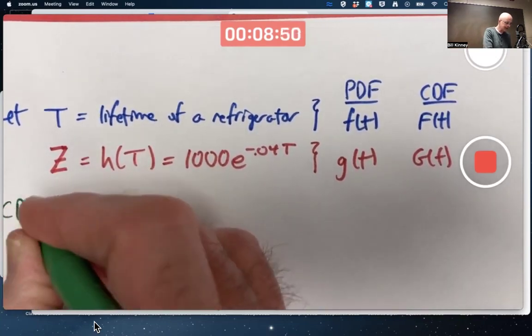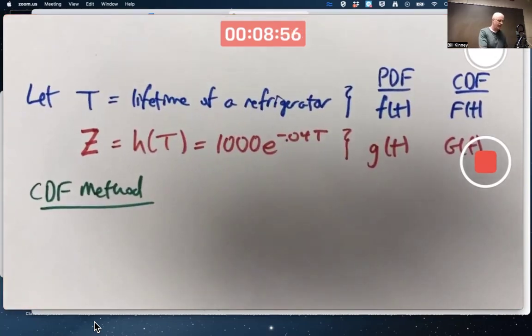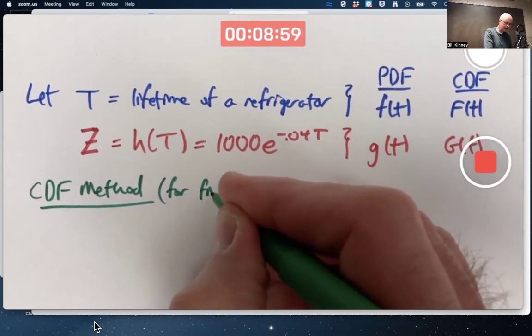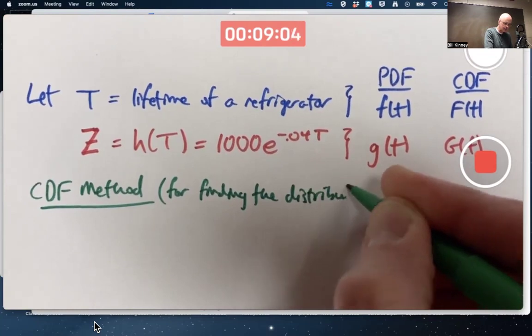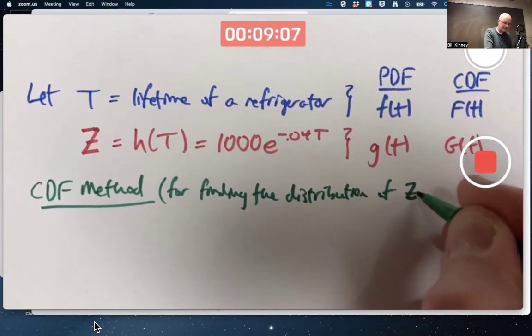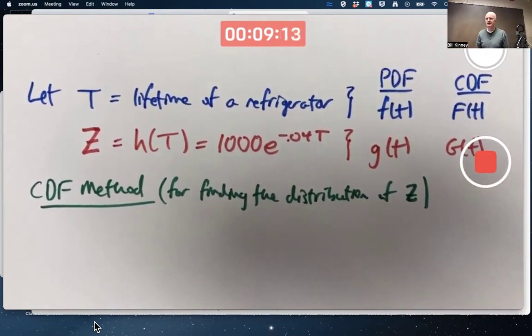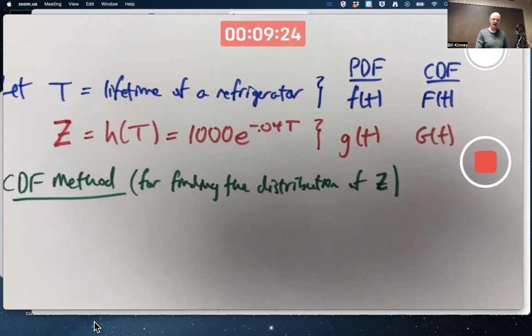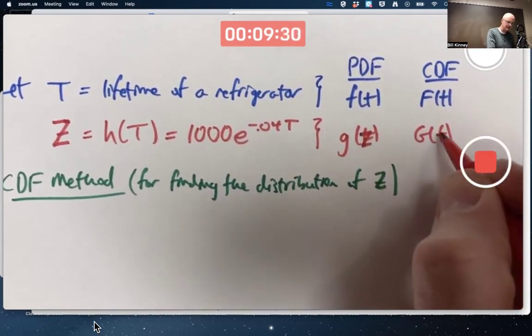We use something called the CDF method, the CDF method for finding the distribution of Z. In other words, for finding its PDF and CDF. By finding its CDF first, that's why it's called the CDF method, and then differentiating it, take the derivative of it to find the PDF. So we're going to find capital G first. Oh, and I should have done something different up here. Sorry, scratch this out. I should have used Z for the variable name here.